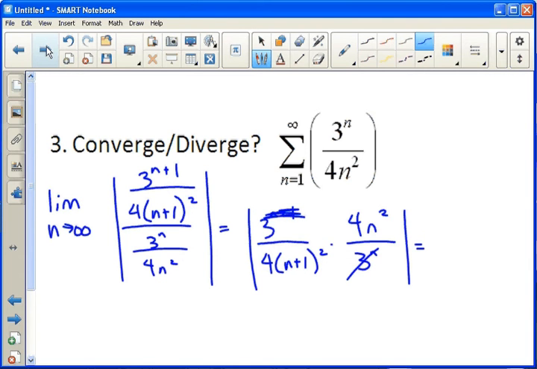So we go ahead and multiply this. We get 12n squared over 4 times n plus 1 squared. The powers are the same. They're both n squared. So we use the coefficients, which is 12 over 4, which reduces to 3. Now since our answer is greater than 1, we get diverge.